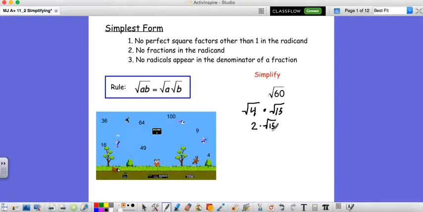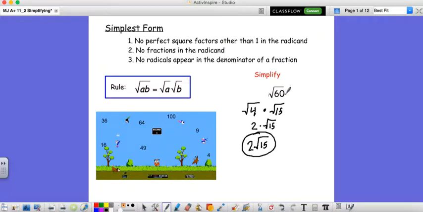Now we can look at 15. Are there any perfect squares that go into 15? Does 4 go in? No. Does 9 go in? No. 16 is already bigger than 15, so 15 is as reduced as we can get. So we actually don't even need to put in this little dot. We can just write 2 root 15. This is the square root of 60 simplified. It doesn't look that much nicer, but it is by these rules.